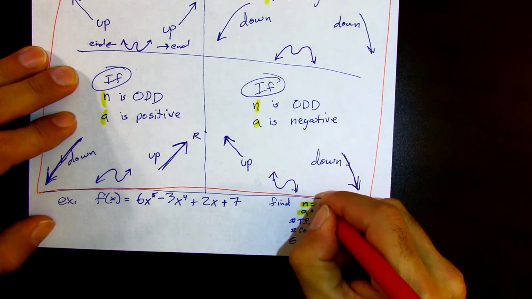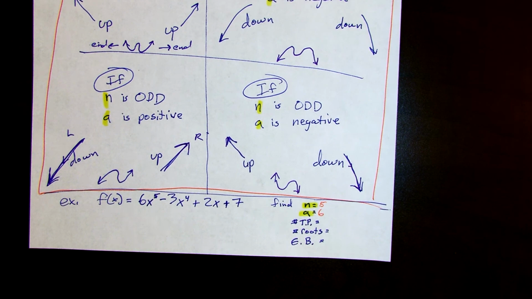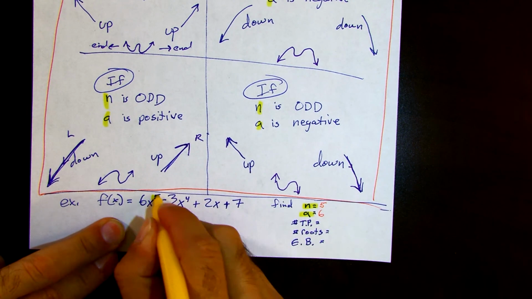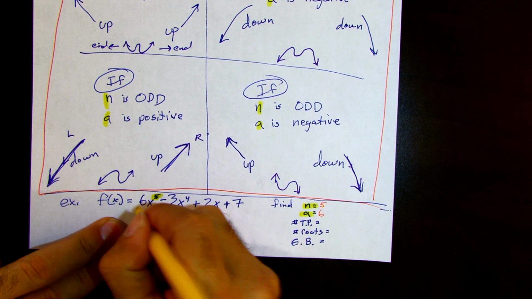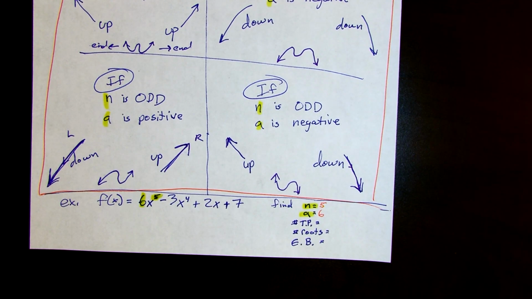All right. n is 5. a is 6. Yeah. And how we knew that? We know that our n value is our power, and our leading coefficient is our a value. So you just have to look in the first term and just pull that information out.